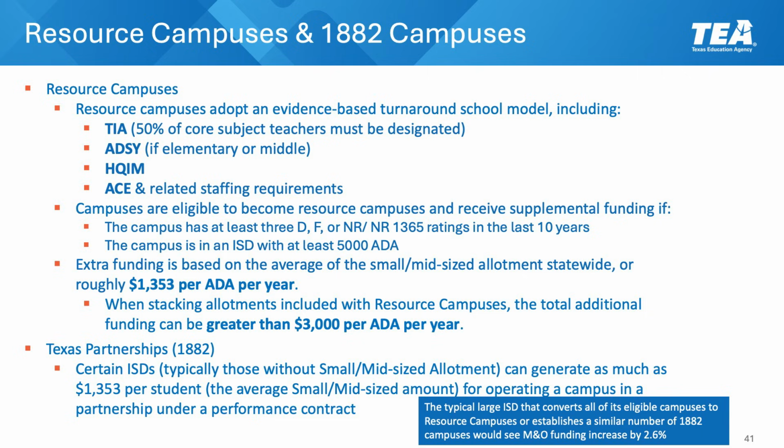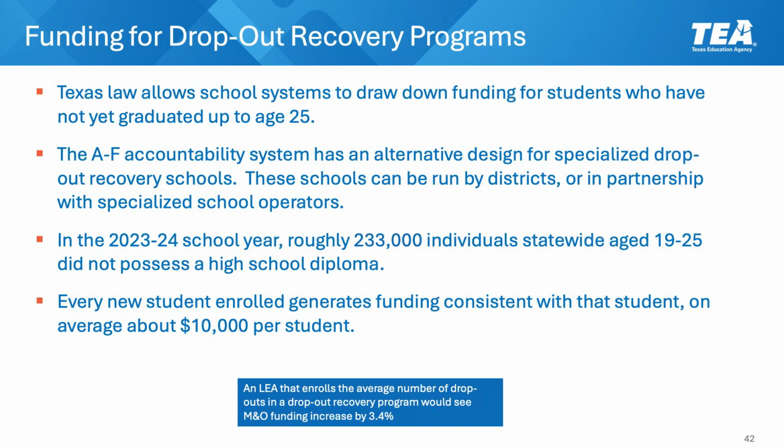In that model, certain school districts, typically those without a small or mid-size allotment, can generate about $1,300 per student, which is the average small and mid-size amount for operating a campus in an 1882 partnership under a performance contract. Funding for dropout recovery programs.